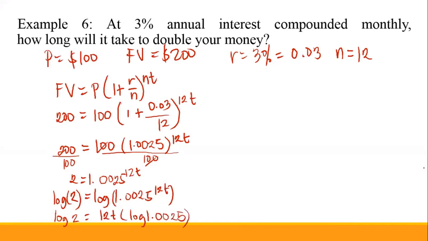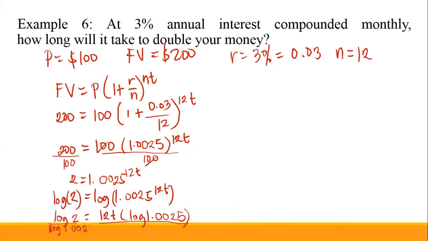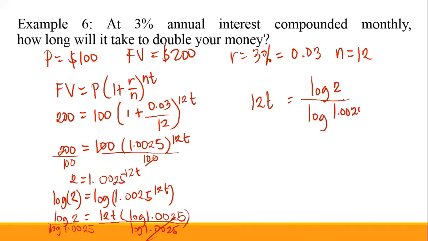1.0025. Okay? So divide each side by log 1.0025. So divide na natin ito, both sides of our equation by log 1.0025. Okay? Yeah. So natira na si 12t. So pwede naman siyang iikot. So log 2 over log 1.0025. Okay? Yun.